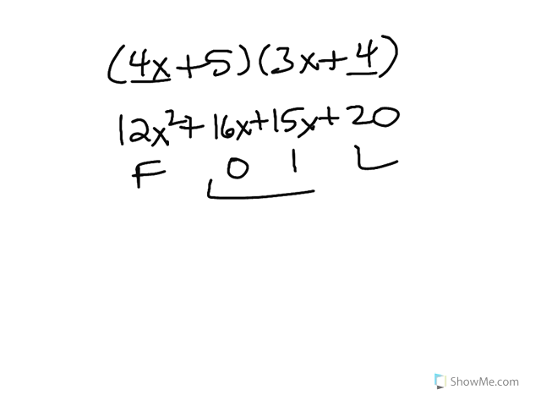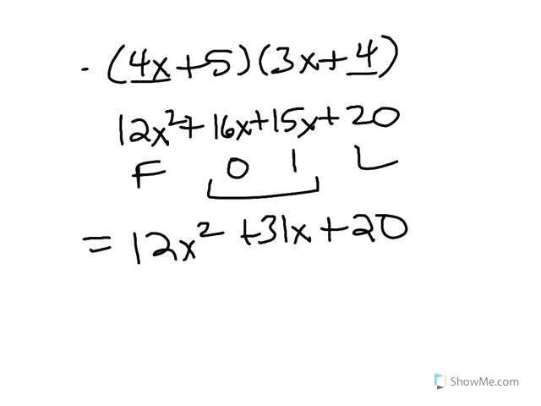Now we need to combine our like terms in the middle, and we'll be done. So we have 12x squared plus 31x plus 20. That's the product of 4x plus 5 and 3x plus 4.